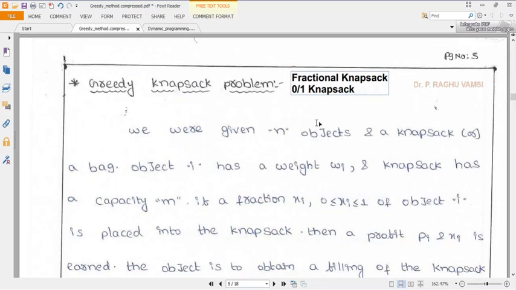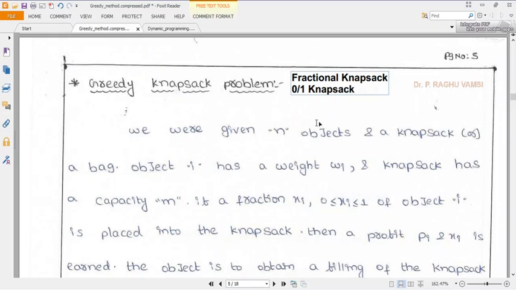Whereas in the case of fractional, you can place half of that item, or some fraction of the item, in the bag so that it fills the bag capacity. So this is the fractional knapsack problem and the 0/1 knapsack problem. Basically, fractional knapsack problems will usually be solved using greedy algorithms.